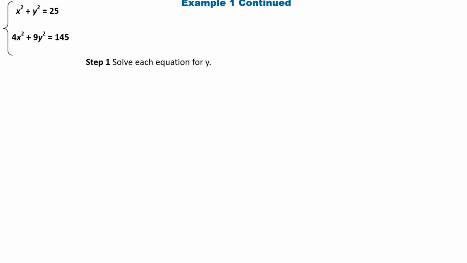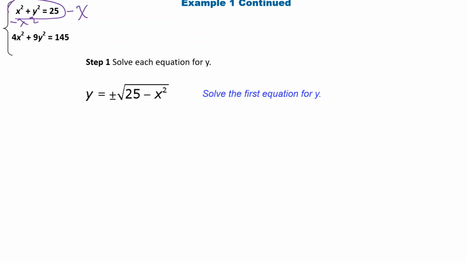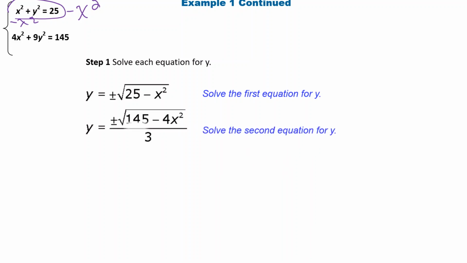So let's take a look at this example and try it. We're going to solve each equation for y, keeping in mind that we could have as many as 4. So let's solve each equation for y. We're going to take y equals plus or minus the square root of 25 minus x squared. That was this first equation. I just subtracted x squared from both sides and then took the square root of it. All right, our second equation, solving for y again, you come up with this equation.